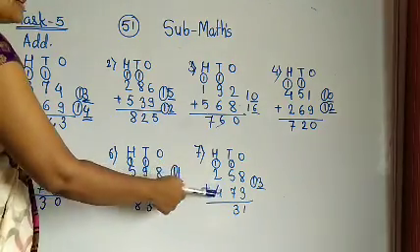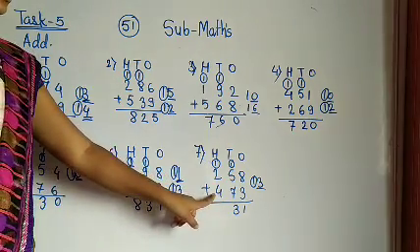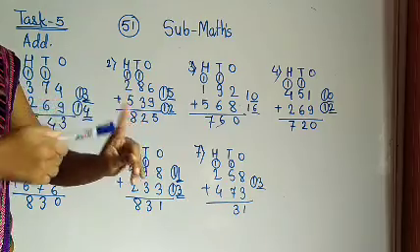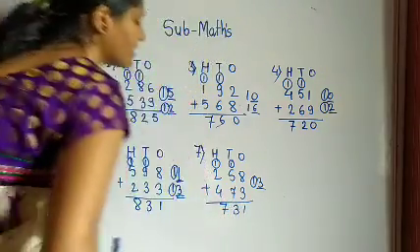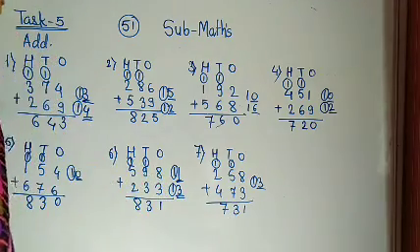Next one, 2 plus 4, 6. Yes, 2 plus 4, 6. In 4 you have to add 2: 4, 5, 6, and 6 plus 1, 7. So answer is 731. Okay student, I hope you understand this one.